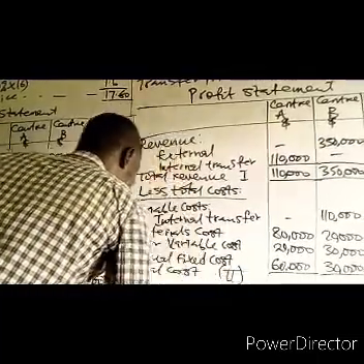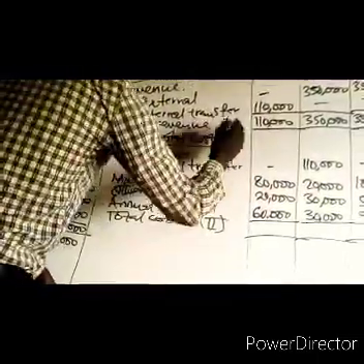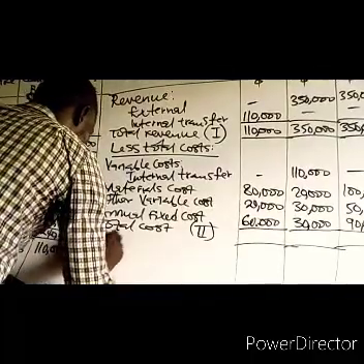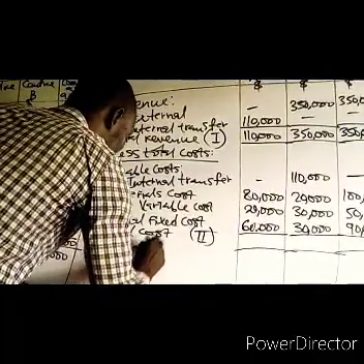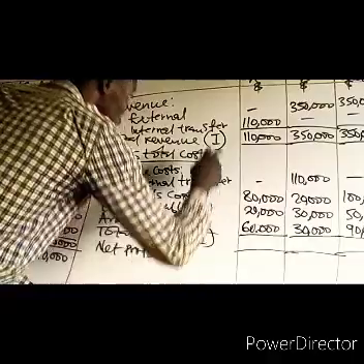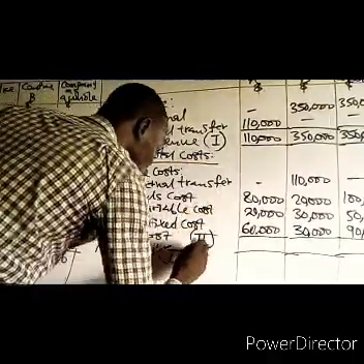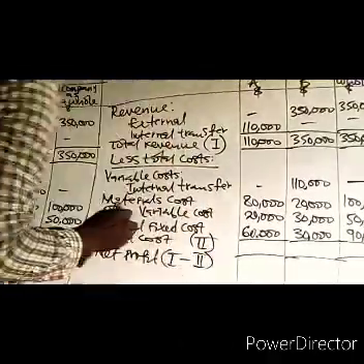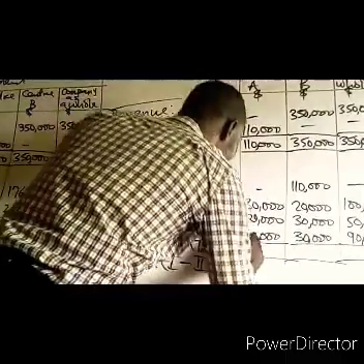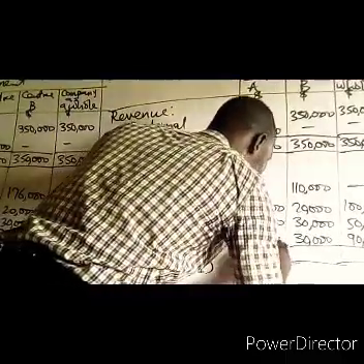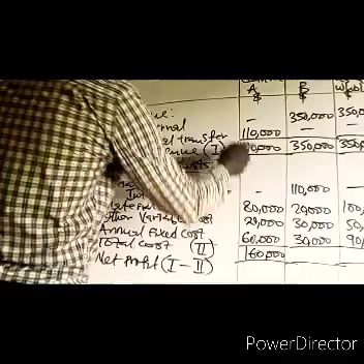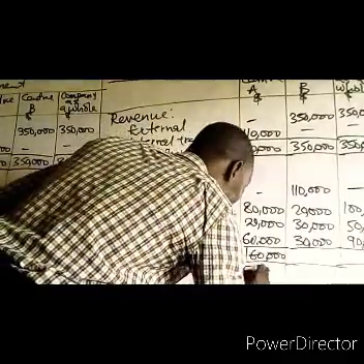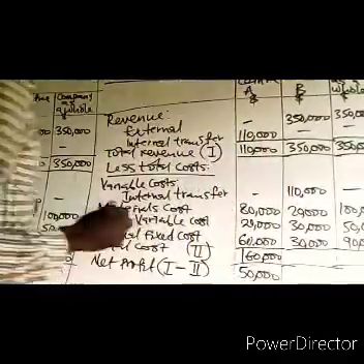From the total revenue, when you subtract total cost, you have the net profit. Net profit is your total revenue, which is 1, minus total cost, which is 2. That will give us the net profit. When you sum up this, you have $160,000. When you subtract $160,000 from $110,000, then you have a loss of $50,000.